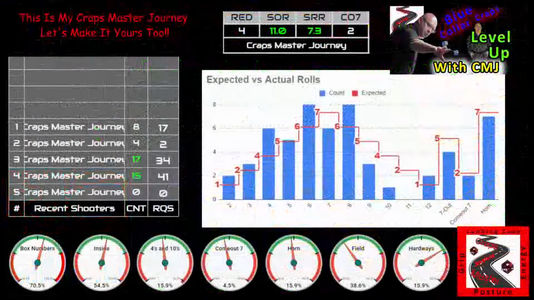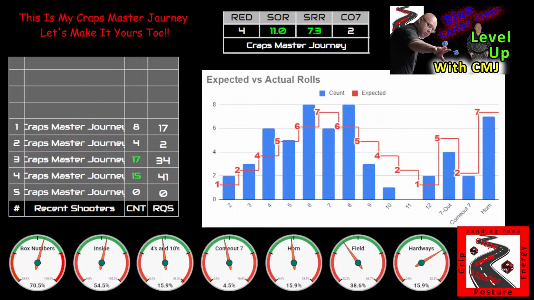So let's look at our statistics for the day here. We have 4 shooters. We had an 8, a 4, 17, and a 15. So roll count is a little bit low today, but we had 2 good rolls there, and then 1 medium and then 1 not so good. But inside numbers and box numbers are a little bit better than expected. 4s and 10s are slightly low. Come out 7s are low. Horns are low. Fields are low. Hardways are high today as well. Strong numbers today were the 4, the 6, and the 8. We did not throw any yo's today. Wow. Okay.